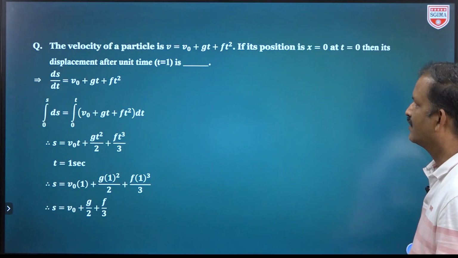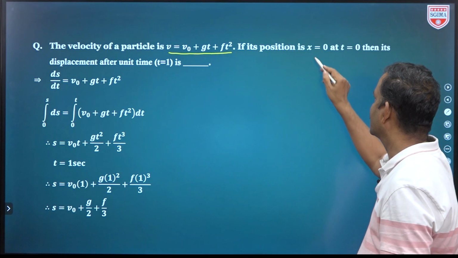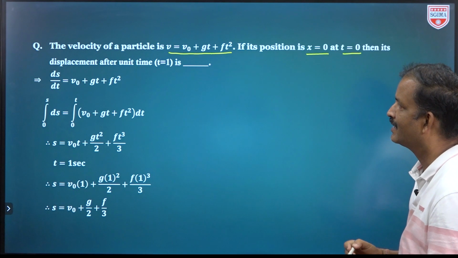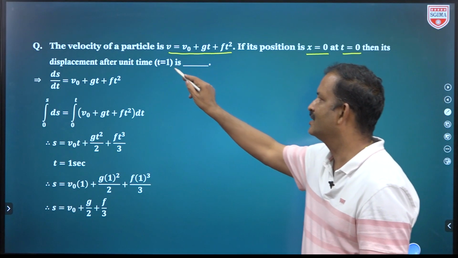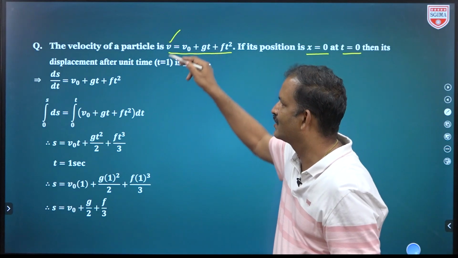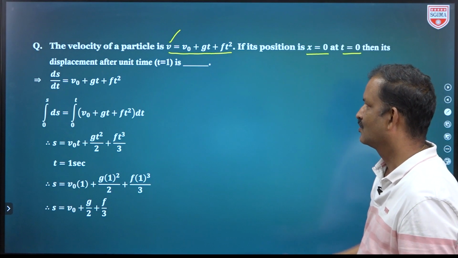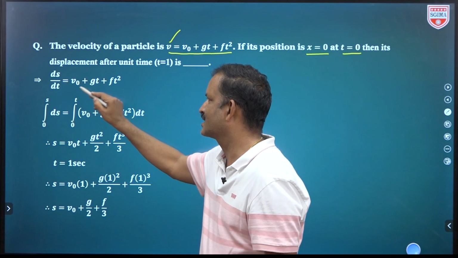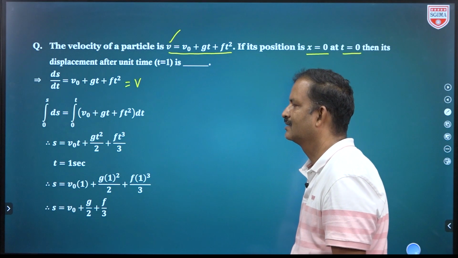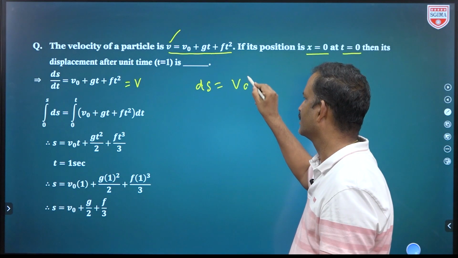Now, the velocity of the particle is given. If its position is x equal to 0 at t equal to 0, then find its displacement after unit time, that means t is equal to 1 second. So, velocity is given, displacement, reverse process. You know that displacement, ds by dt, is velocity. Now, ds you want to find out, v dt.